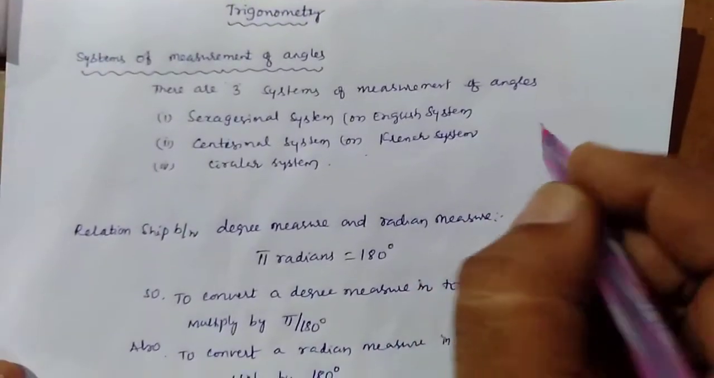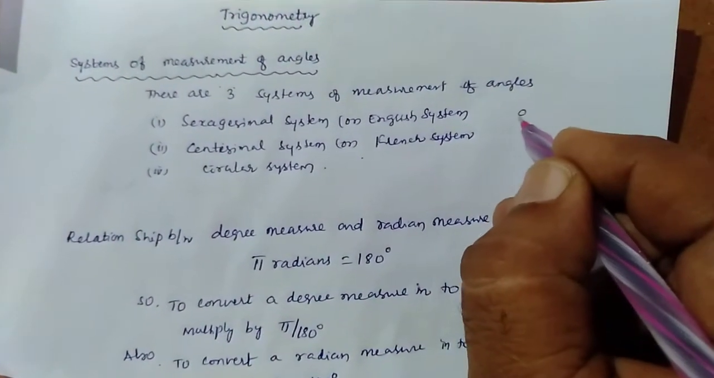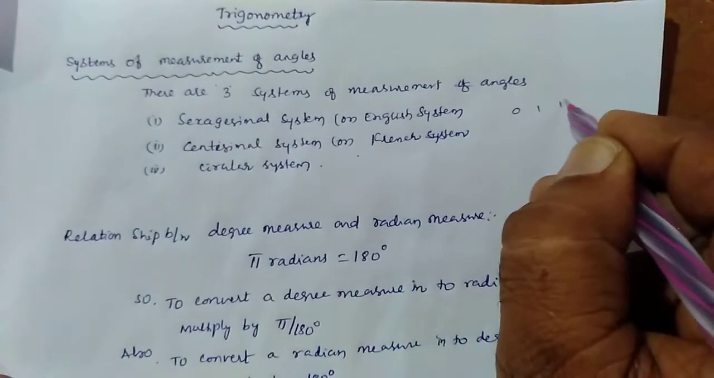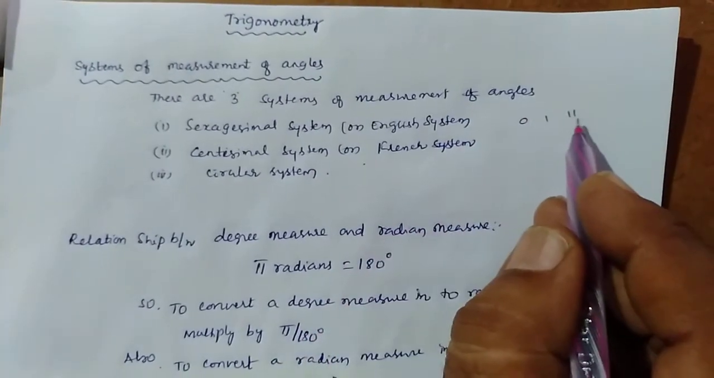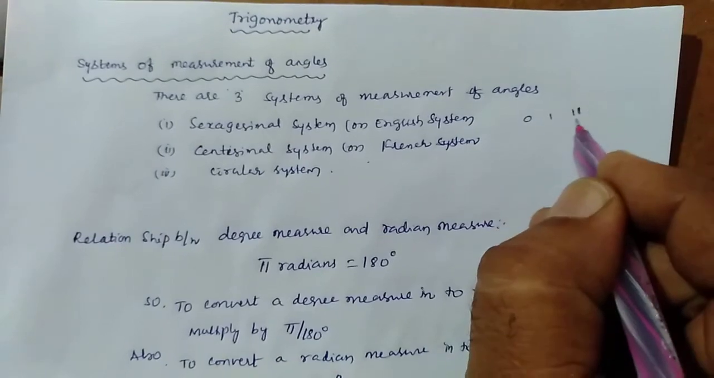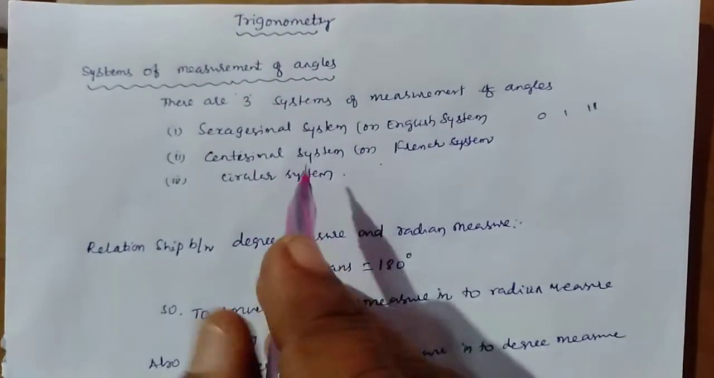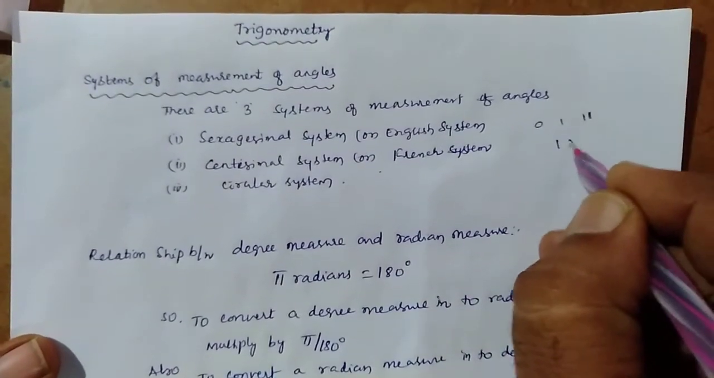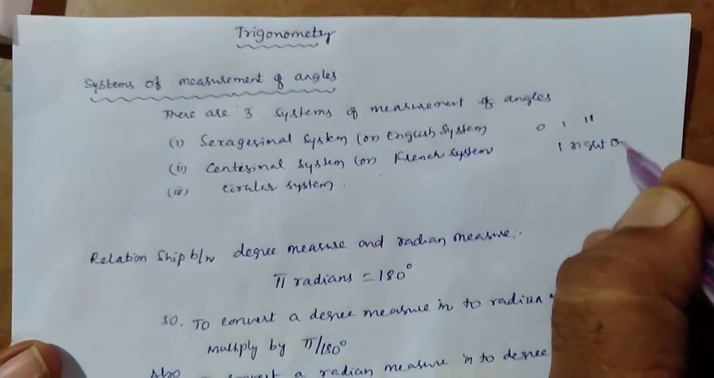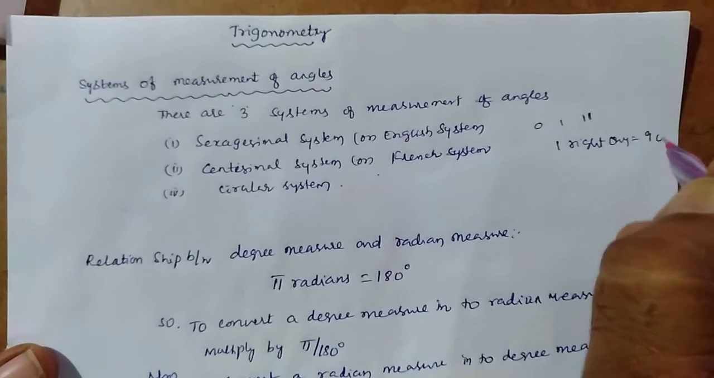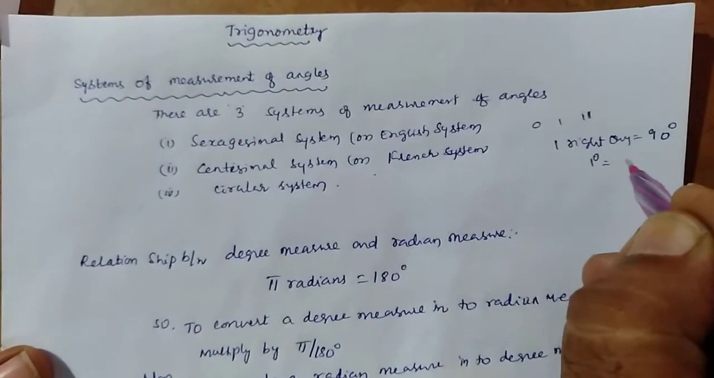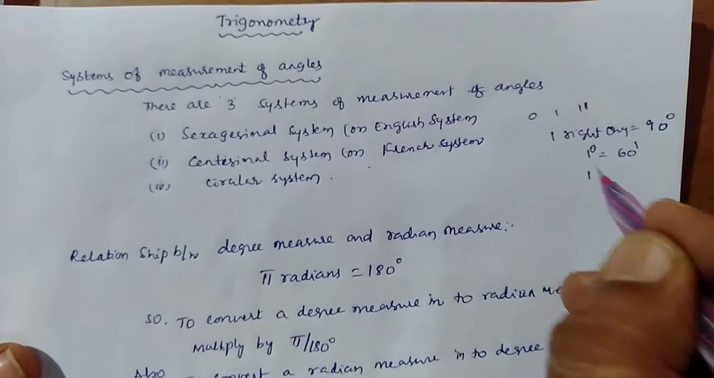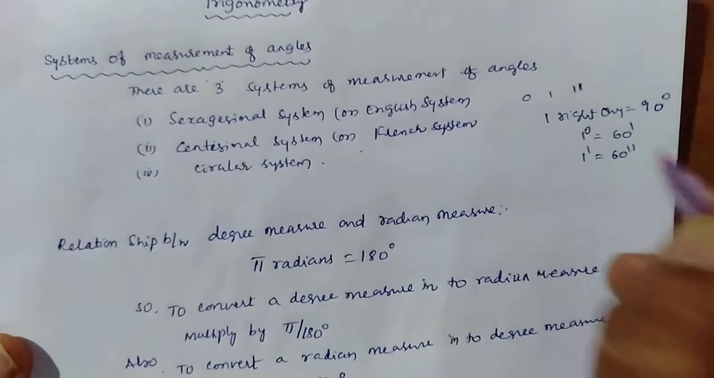Here degrees, minutes, and double stroke, that is denoted by seconds. In this, I can write one right angle is equal to 90 degrees, 1 degree is equal to 60 minutes, and 1 minute is equal to 60 seconds.